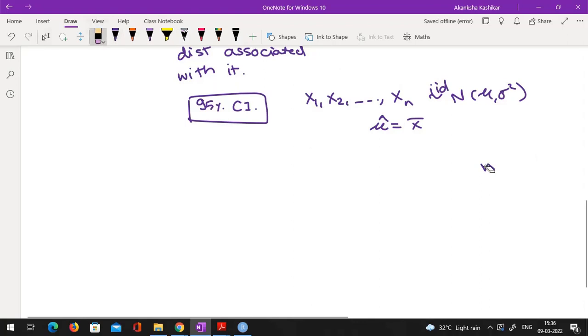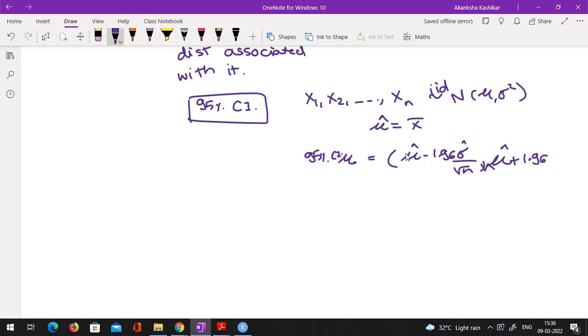Then you say that the 95% confidence interval for mu can be given as mu hat minus 1.96 sigma hat by root n, and mu hat plus 1.96 sigma hat by root n. Does this sound familiar?